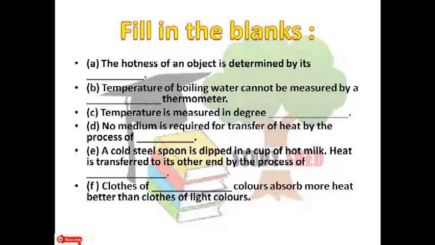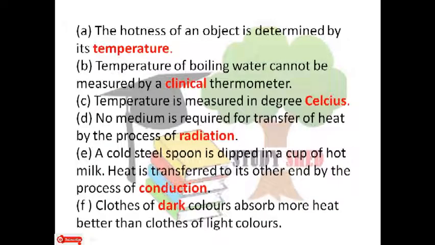The hotness of an object is determined by its dash. Think about what we had discussed. What are the factors which decide the hotness of the object? I'll give you 2 more seconds. Let's reveal the answer. The hotness of an object is determined by its temperature.